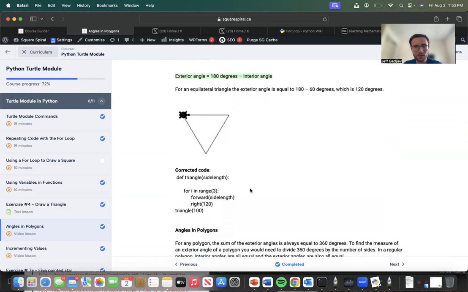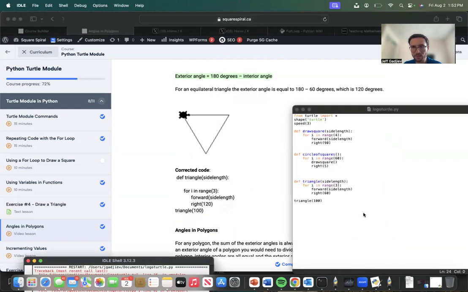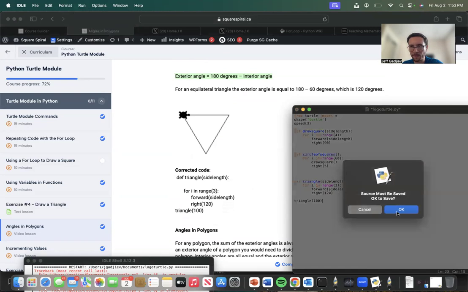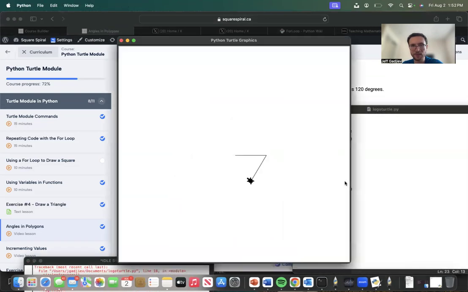And so if we want to correct the code now, going back to our program, this angle here would have to be 120 rather than 60. So let's try this again. Running this program, I'm going to save. And now we see an equilateral triangle being drawn by the turtle.